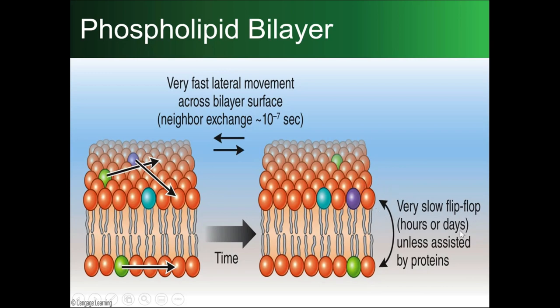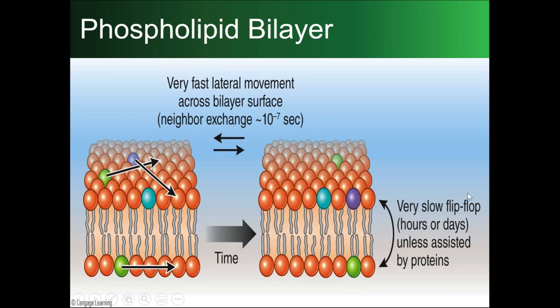So generally, under normal conditions, a single phospholipid exchanges places with its neighbor laterally, within its single layer, at a rate of 10 to the power of minus 7 seconds. This is the rate by which they are exchanging their places. So very fast lateral movement across the bilayer surface, throughout the neighbors, exchanging at the rate of 10 to the power of minus 7 seconds. It's very, very fast.